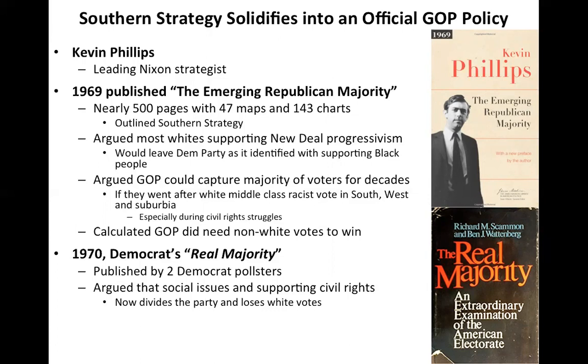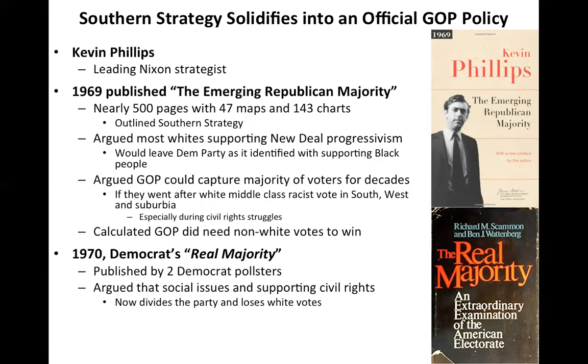and they can convince enough Democrats who are for the New Deal and for progressivism to turn their backs on the Democratic Party by highlighting their support for Black people. And he argued that the GOP can capture the majority of voters for decades, particularly in the South, particularly in the West, and in suburbia. And he calculated how they could win this, and his predictions came true. They have been dominating since then.